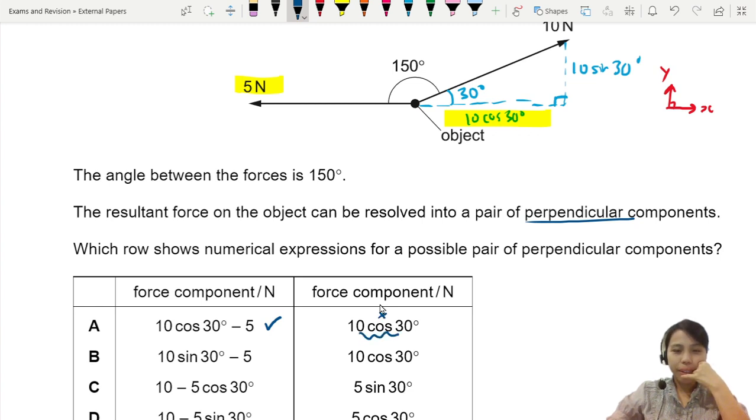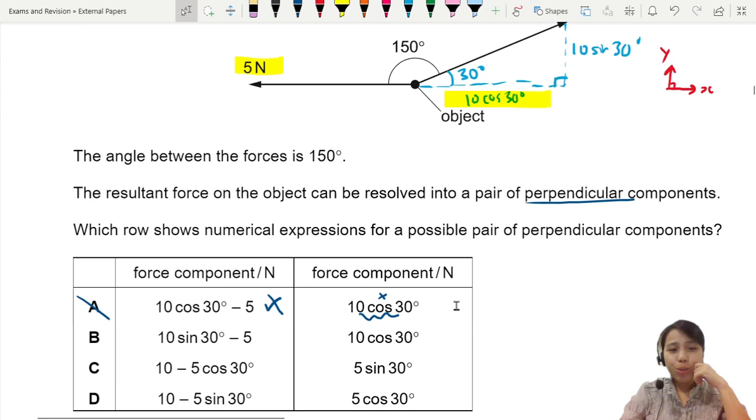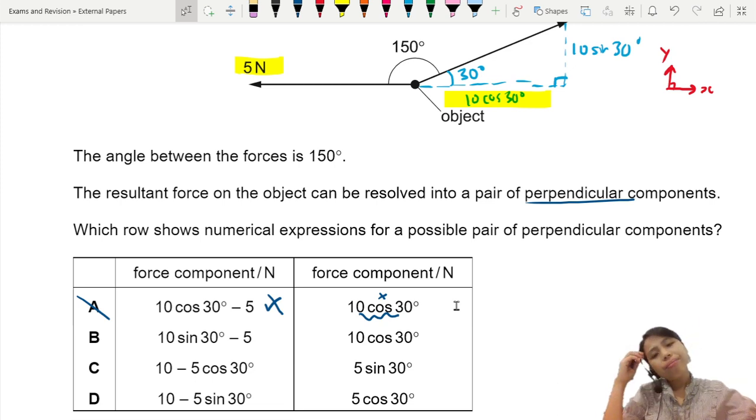This is incorrect. In fact, for the 10 Newton force, when you resolve it, one must be cosine, one must be sine. Cannot have both cosine. So, not correct now. A. So that means we are stuck. There's no answer. How? Stay calm.